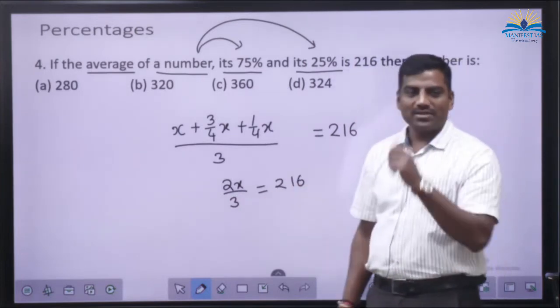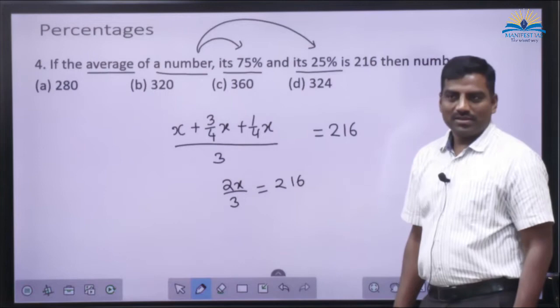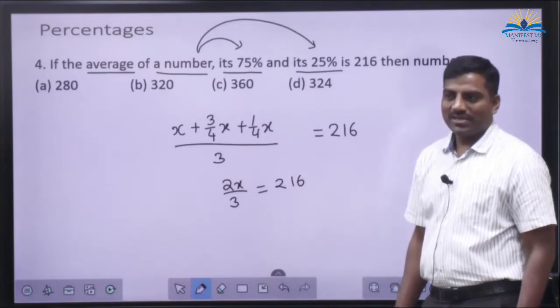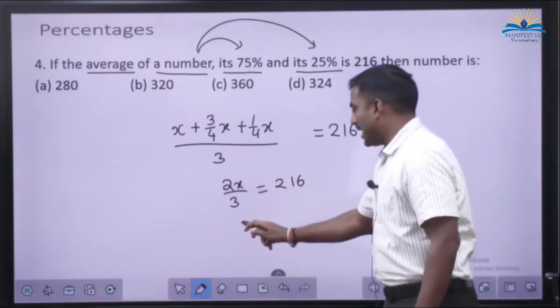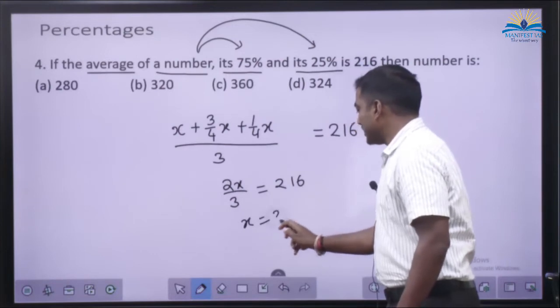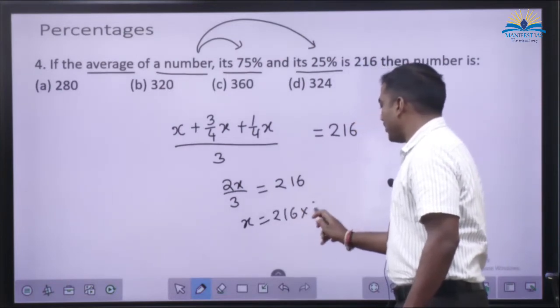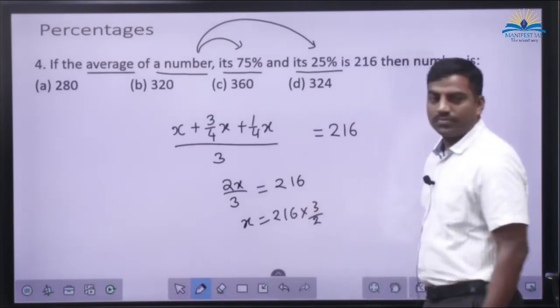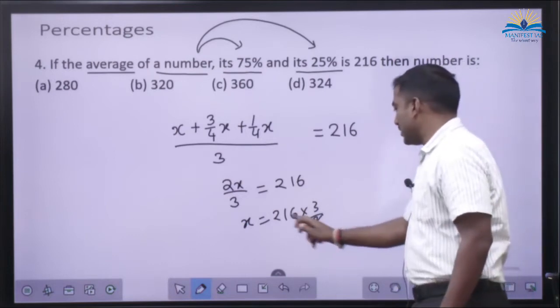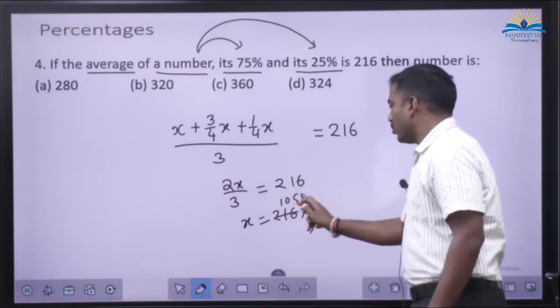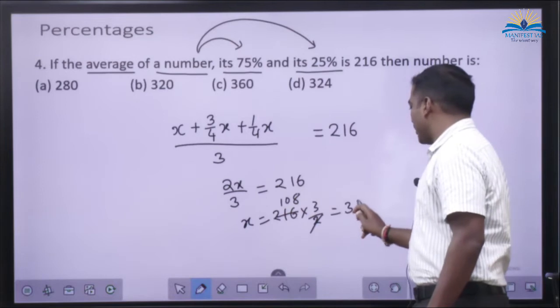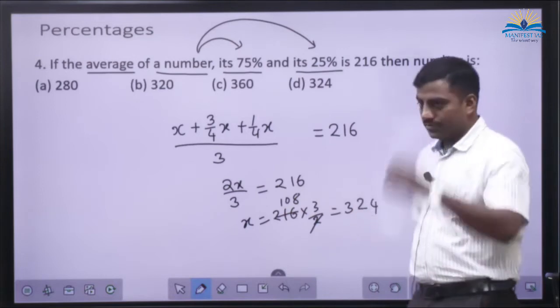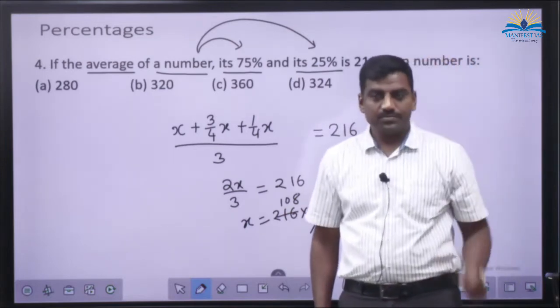How many seconds are we saving? Here x is equal to 216 into 3 by 2. 2 ones are 108. 108 into 3 is 324. Cool? Yes or no?